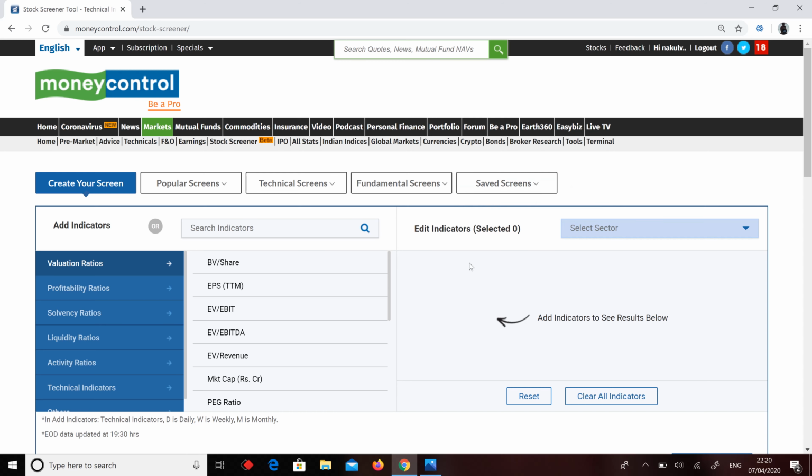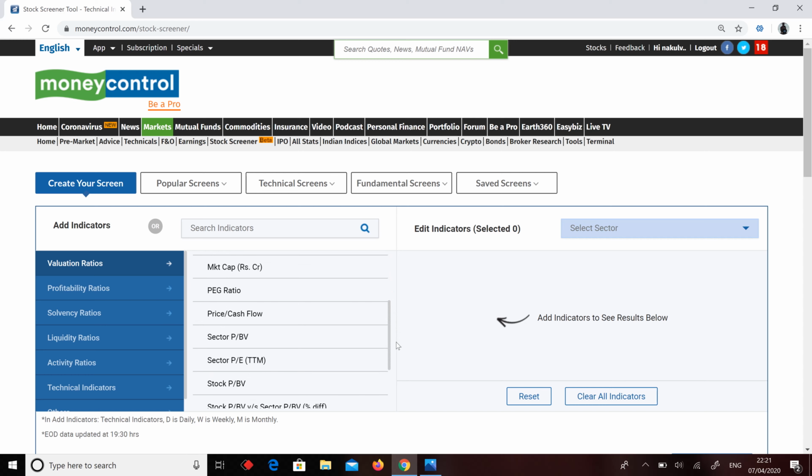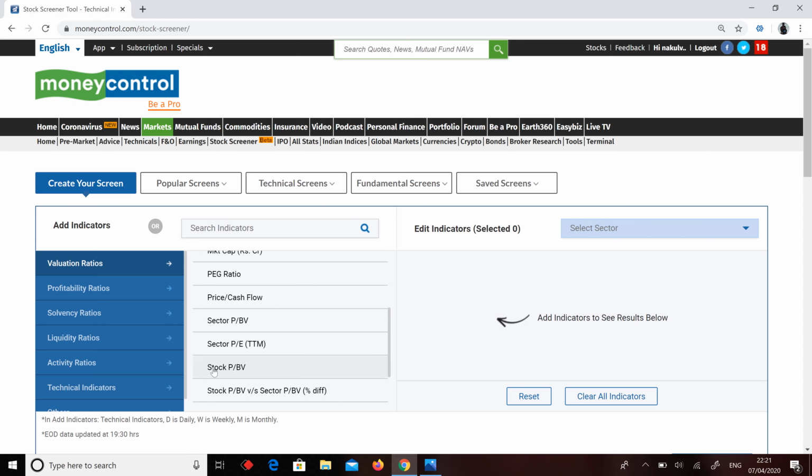All right, without wasting time, how to use this? So book value divided by share, this is the reverse, EPS TTM, right? Economic value by revenue, market cap, etc. Finally, we have this one, stock price divided by its book value. In the second one, we have stock price divided by book value versus sector. This is what we were discussing at the start, that every value has its own different sectors, right? So stock price divided by book value. This is the one I have applied.